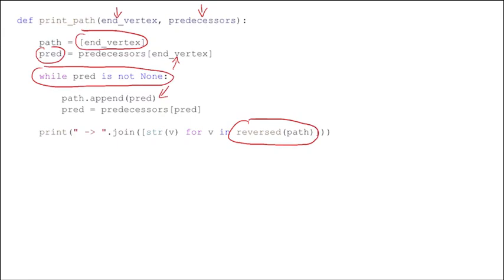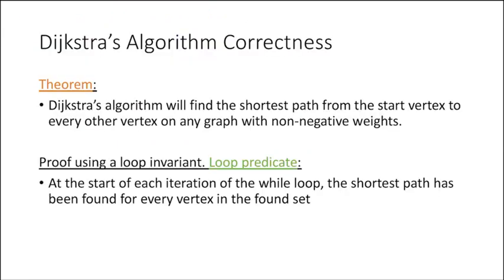Earlier in the semester, I promised you that we would get into more impressive loop invariant proofs. So this will be our first example of a much more useful version of doing a loop invariant that's not just a loop that's trying to sum something up. So let's use a loop invariant to prove the correctness of Dijkstra's algorithm.